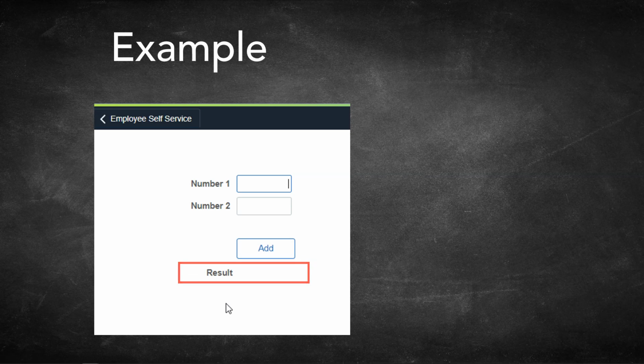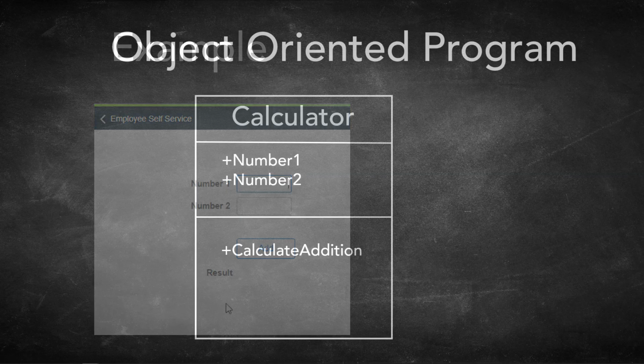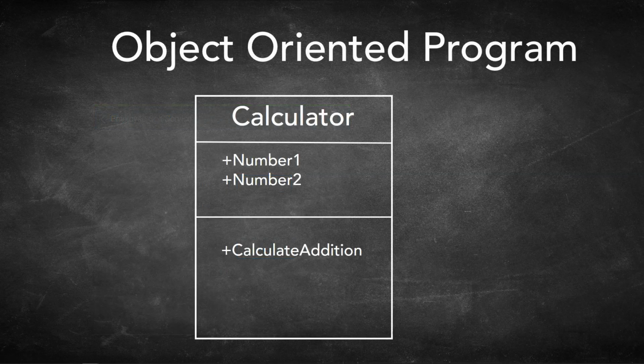When we program this requirement in procedural oriented language, basically we create two variables to hold the values entered by the user and create a function called addition to add the values. On the other hand, in object-oriented language, we create an object called calculator. Define two properties to hold the data entered by the user. Within the same object, we define a method called calculate addition that does the calculation for us. In our program, all we need to do is bring up this object calculator and use it for addition.